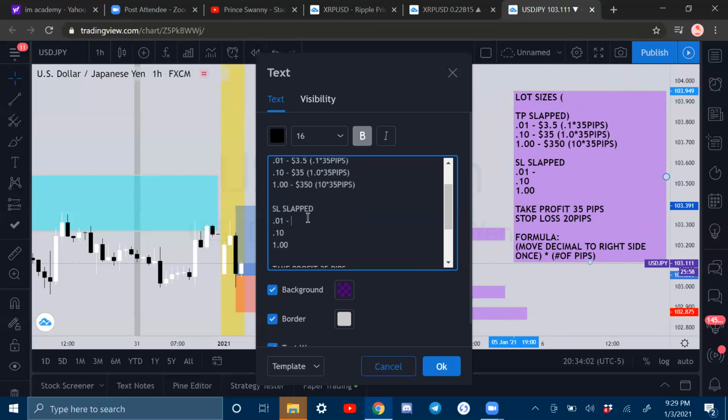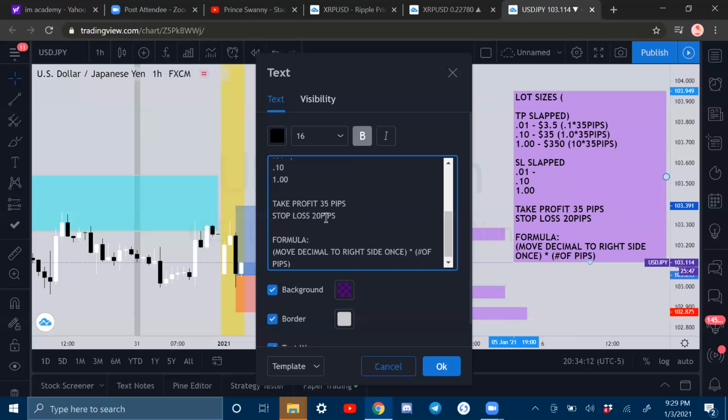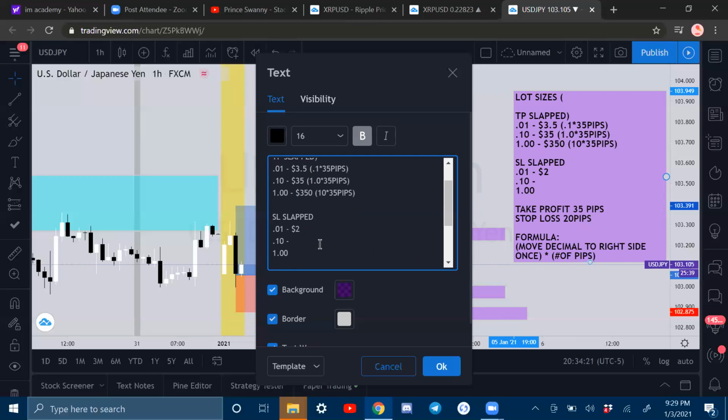Okay, so a 0.01 while risking 20 pips. Let's say the stop loss got hit. We lost the trade. So the stop loss is 20 pips. You move the decimal to the right once. You lost $2. On a 0.10, you lost $20. On a 1.0, you lost $200.